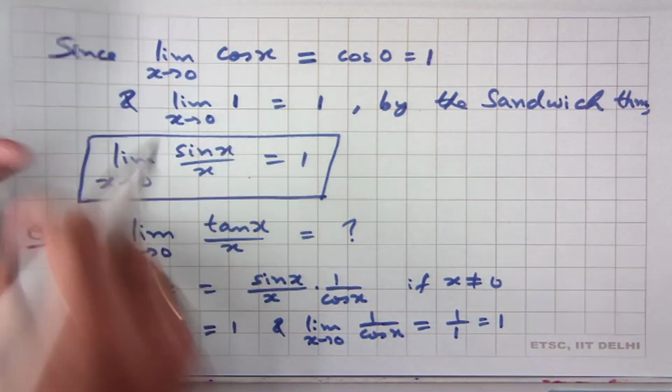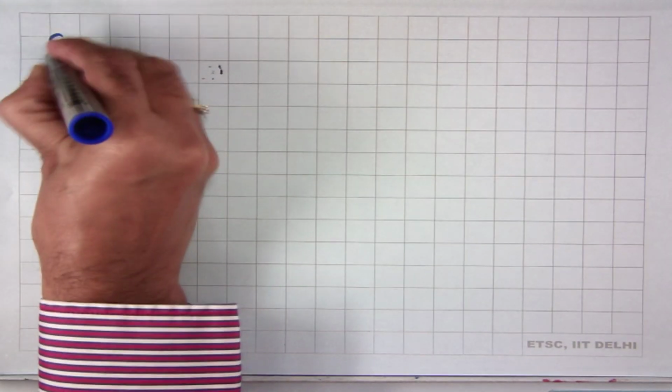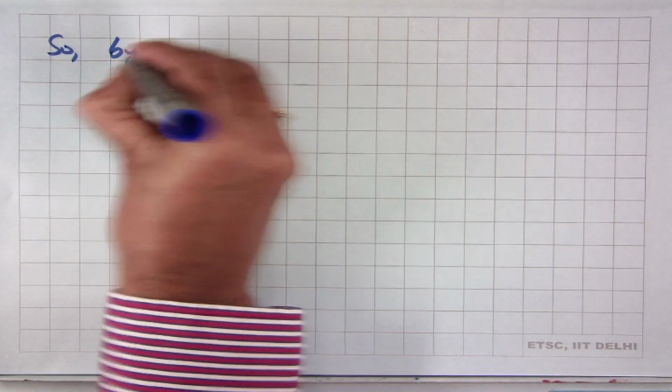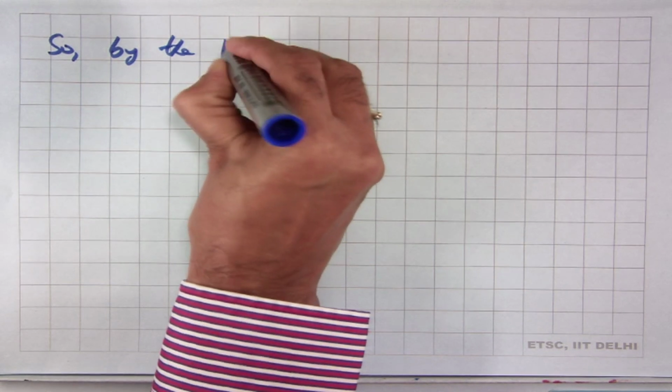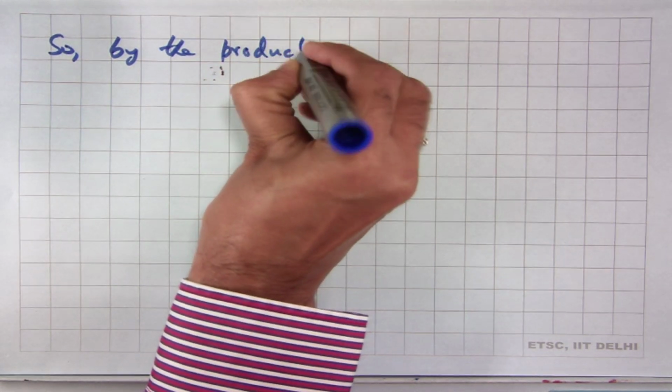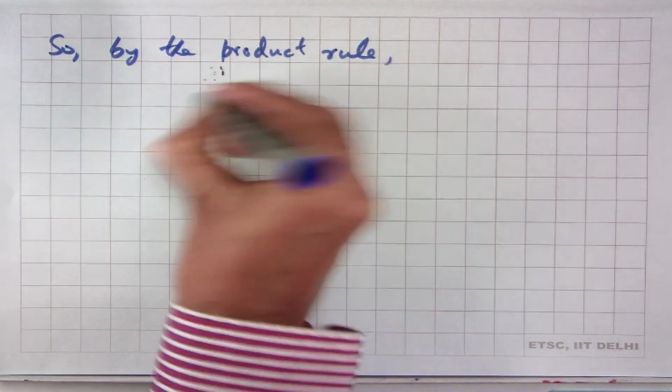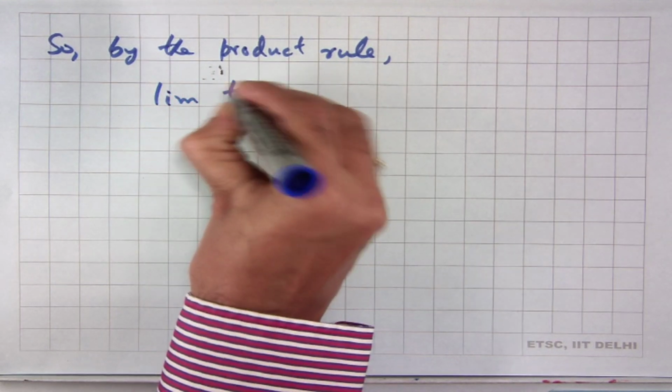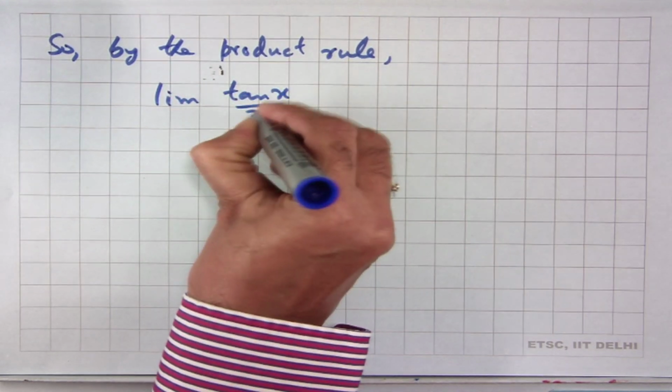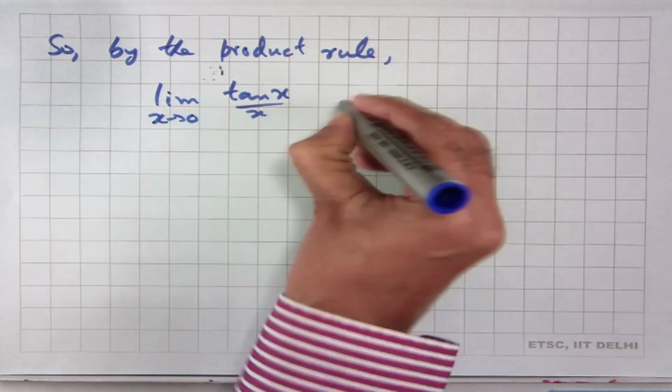So, by the product rule, limit of tan x by x is also equal to 1.